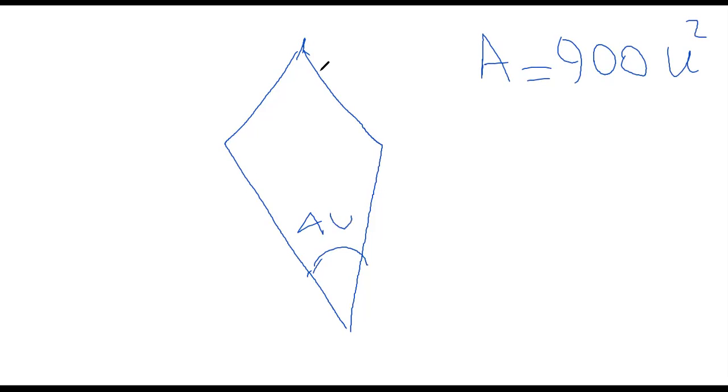This angle is 40 degrees, and this is the area. We will have to calculate the perimeter of this kite. We have solved that, but it was very brainstorming for me. I had to spend at least 20 minutes to solve this problem.